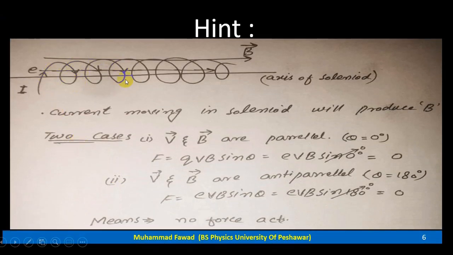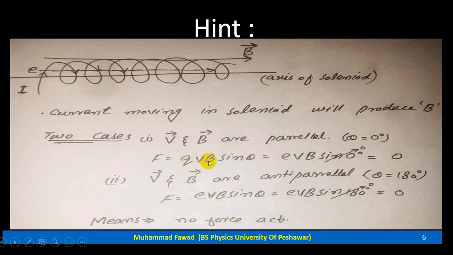This is the solenoid and the current I is moving in this solenoid, and we know that when current is moving in the solenoid, it will produce the magnetic field strength B. And it is also given that an electron is moving along the axis of the solenoid, and we have to find the magnetic force on the electron, and we know that magnetic force is equal to QVB sine theta. Theta is the angle between B and V.